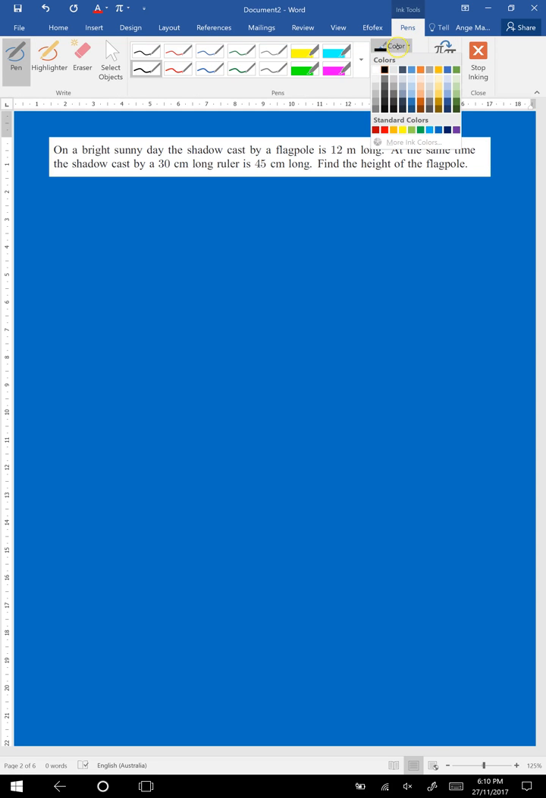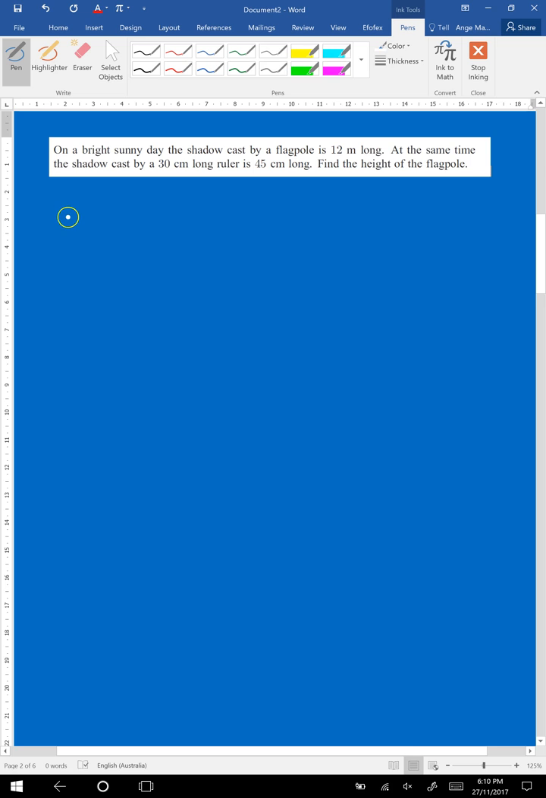Okay, so hopefully this will give you a little bit of a hand if you're having trouble with similar triangles at Year 9. The worded questions are posing a little bit of an issue for some of us, so let's hope this sorts you out. So here we go. On a bright sunny day, the shadow cast by a flagpole is 12 meters long.